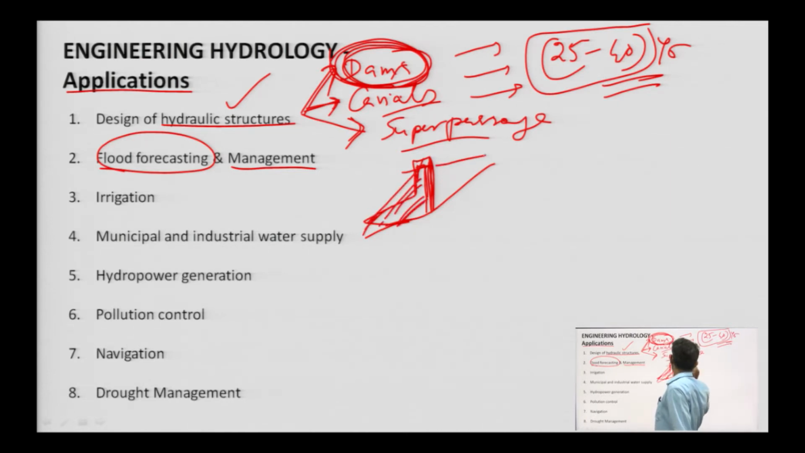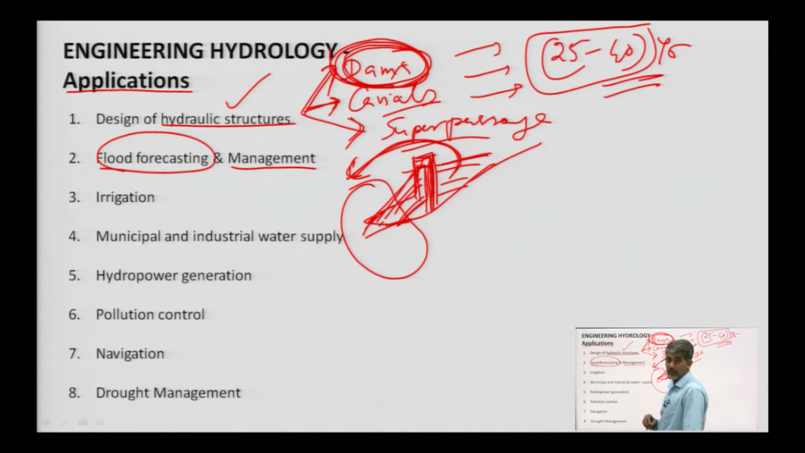This is the dam. Okay, water is stored here. If the water has to be released, then how is this water going to affect the nearby areas? If that water has to be released, then to what extent and in what manner it is going to affect, that we need to calculate. And it is through the forecasting methods of engineering hydrology. So this is the next application.